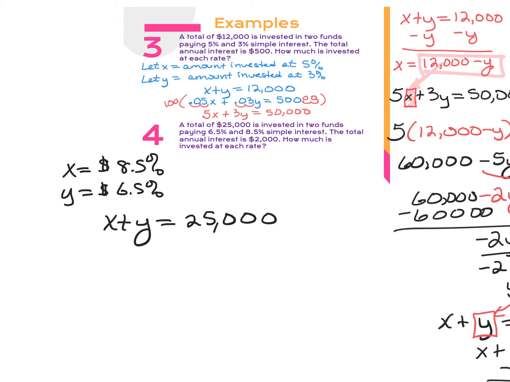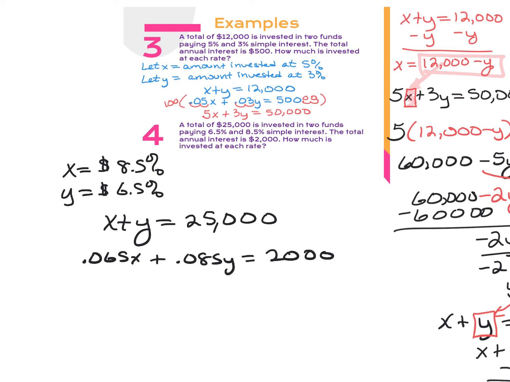And again, we're going to turn those percentages into decimals. So 0.065X plus 0.085Y equals, and this time the interest is 2,000. Again, I'm going to get rid of those decimal points. If you prefer to work with decimals, you can leave them. But it makes it a lot easier when you're not having to deal with decimals, especially if it's a non-calculator test.